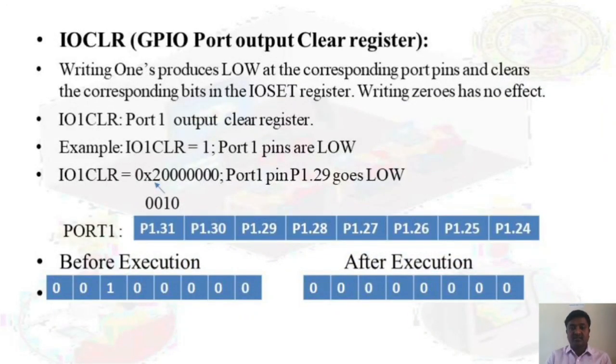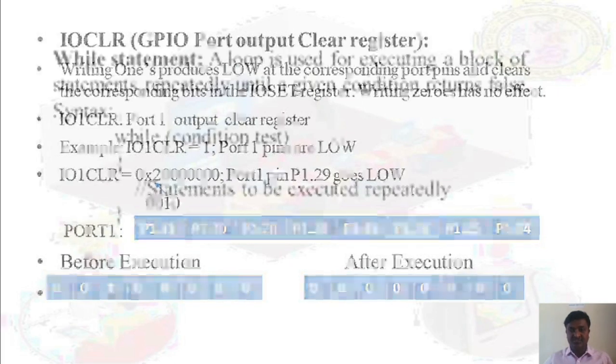Now IOCLR, the GPIO port output clear register. Writing a 1 produces a low at the corresponding port pins and clears the corresponding bits. Here IO1CLR is the port 1 output clear register. For example, IO1CLR on port 1 means the port 1 pin becomes low. In the example shown here, I have written a 2, that is 0, 0, 1, 0. Before execution, the value is 1 at the port pin position of P1.29. After execution, that value becomes 0, because it is the IO1 clear register.